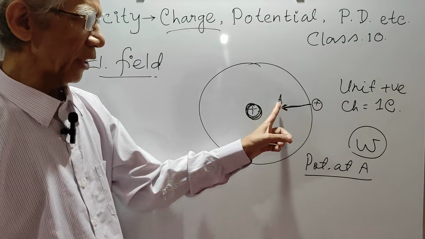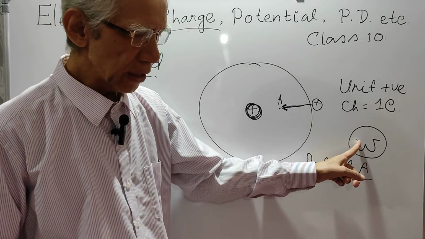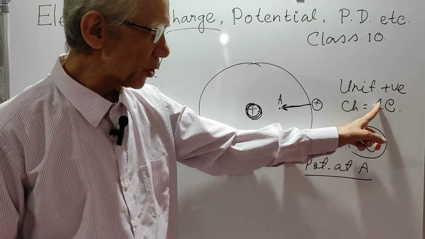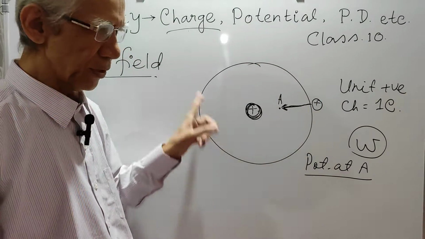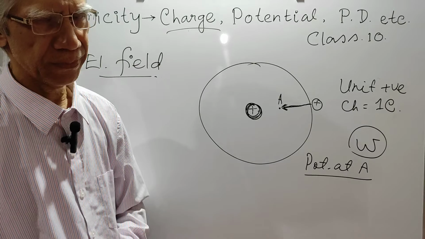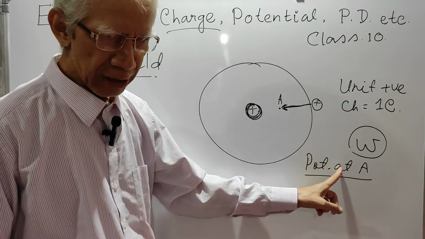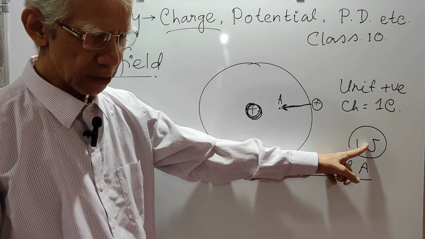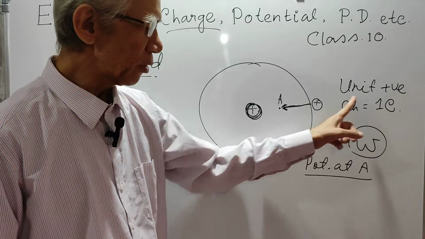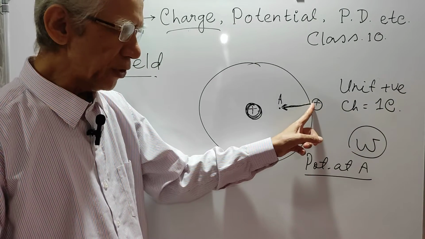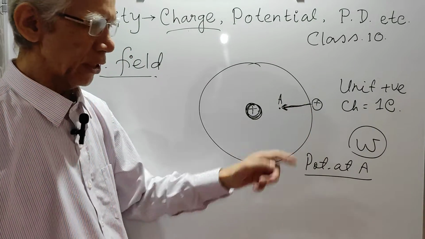So potential at A is the amount of work done to bring unit positive charge from infinity, that means outside the zone, outside the field, from infinity up to that point. So what is potential at A? Again, potential at A is the amount of work done to move unit positive charge, that means 1 coulomb of positive charge, from infinity, that means from just outside the field, up to that point A.